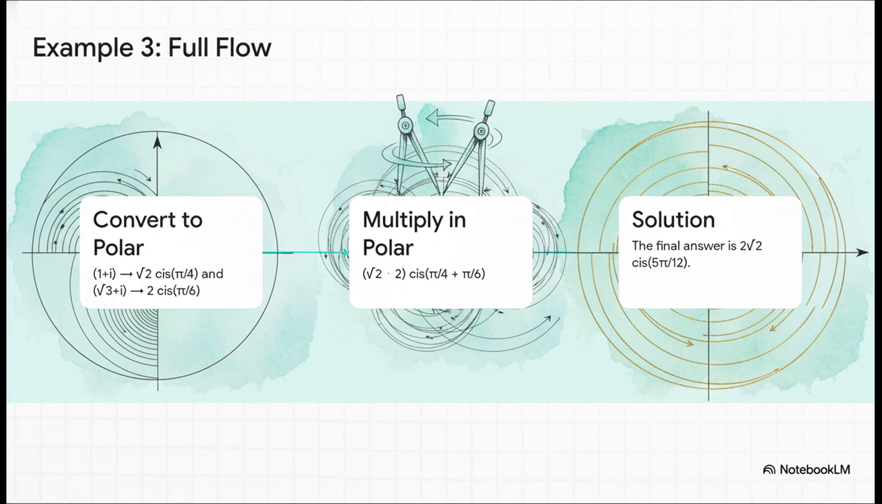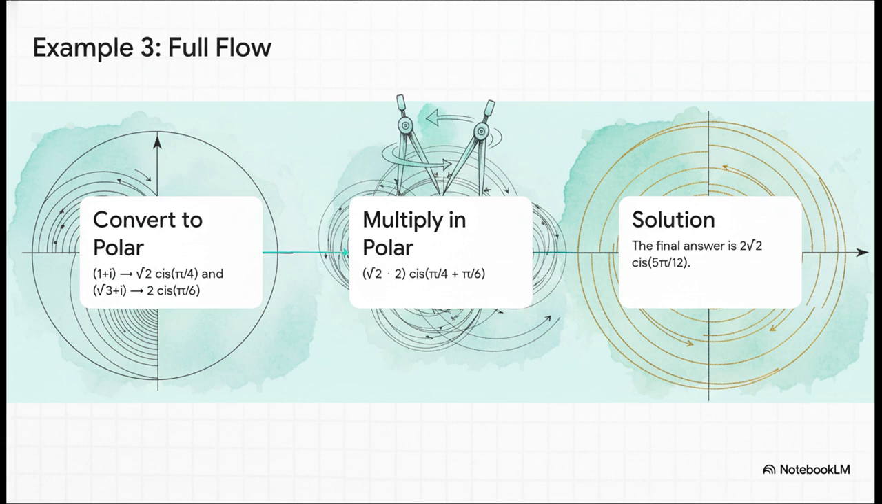Like (1 plus i) times (radical 3 plus i). No worries at all. Step 1 is just to convert both of them into polar form. 1 plus i becomes root 2 cis pi over 4, and radical 3 plus i becomes 2 cis pi over 6. And hey, from there, we're on home turf.